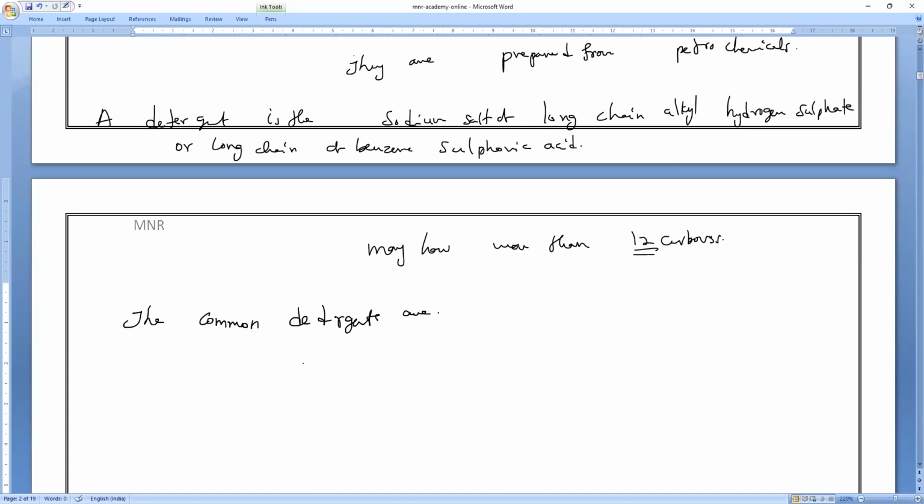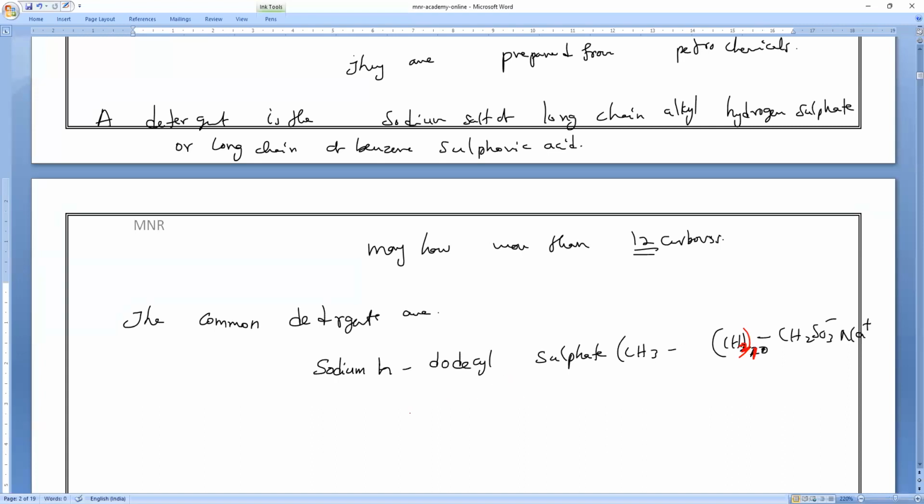Normally we have two different kinds. The first one is sodium n-dodecyl sulfate. This is the common detergent which we have. The formula of this one is CH3(CH2)10CH2SO4 minus Na plus. This is the formula of this one. It is not even required to learn, we are just mentioning it.